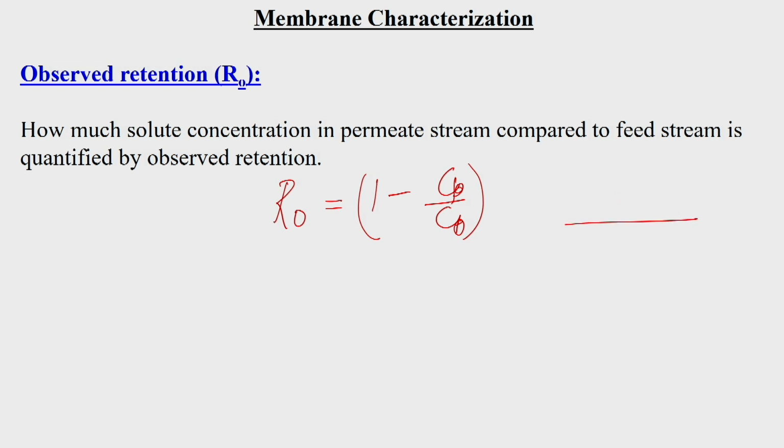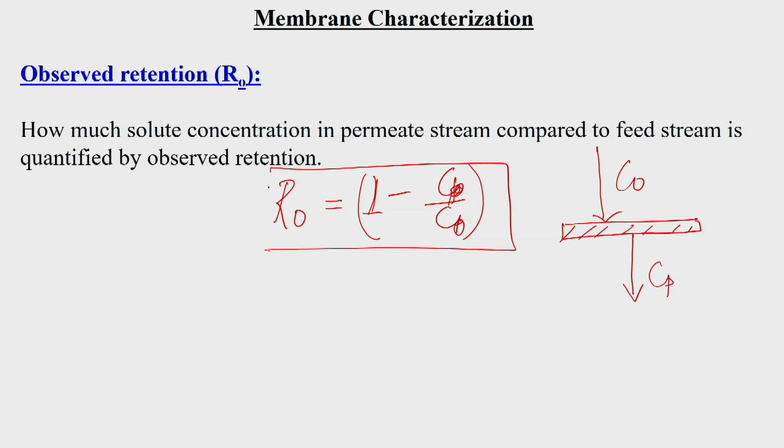Suppose we have this membrane, and the solute concentration on the feed side is C0 and the permeate concentration, means the concentration of the solute on the permeate side, is Cp. Then how much is retained, means the solute that will be retained, that is 1 minus Cp by C0. That will give this observed retention, means the amount that is retained by this membrane. Okay.